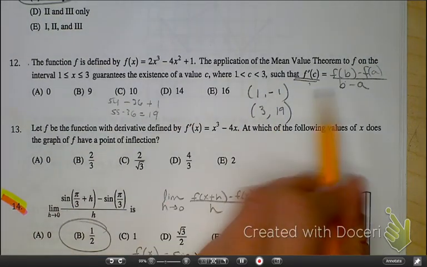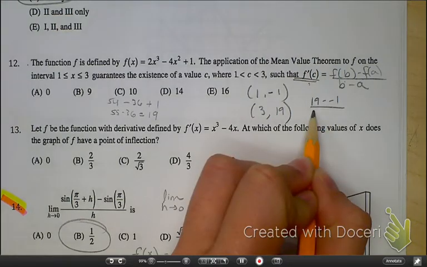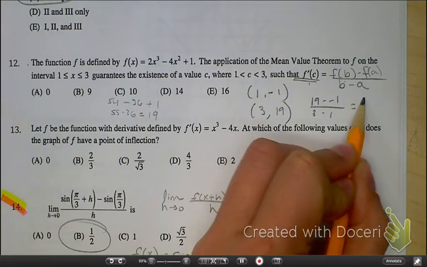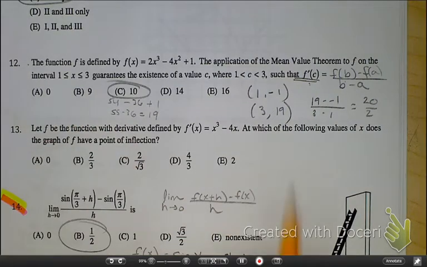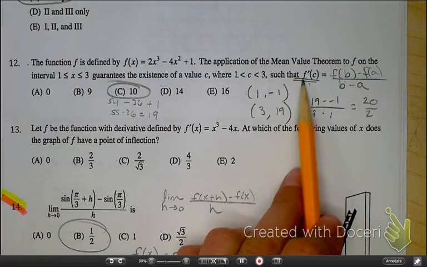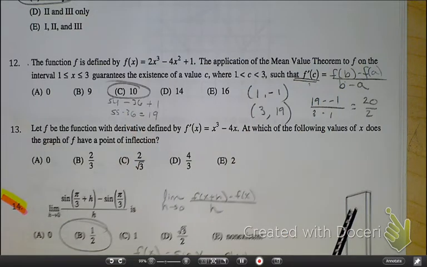So I have my 2 points. If I want to know what f of b minus f of a is, that would be 19 minus a negative 1 over 3 minus 1, which is 20 over 2, and 20 over 2 is 10. So therefore, the average rate of change is 10. Therefore, the instantaneous rate of change, f prime of c, must also be equal to 10. That's number 12.